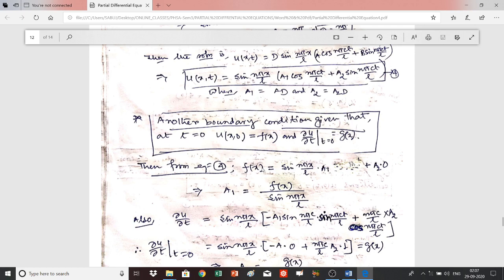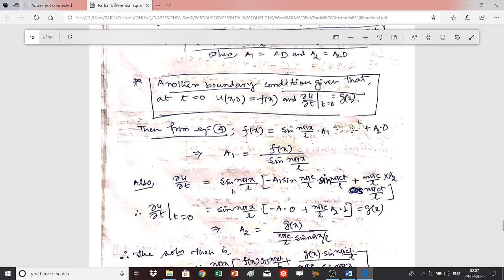So the left hand side is f(x), that is equal to sin(nπx/L), and since t is equal to 0, this term will give you a1 into 1, that is a1, and this term will give you a2 into 0. So you can write from here f(x) is equal to a1 sin(nπx/L), and from here a1 is equal to f(x) by sin(nπx/L).